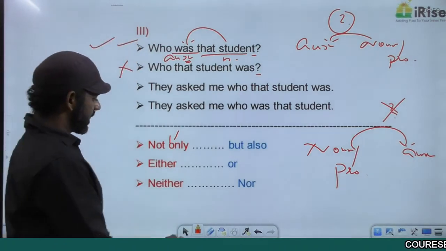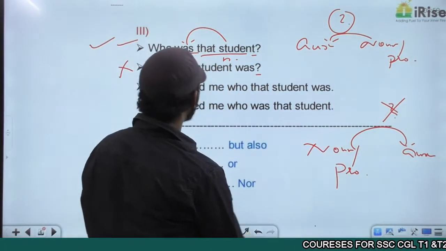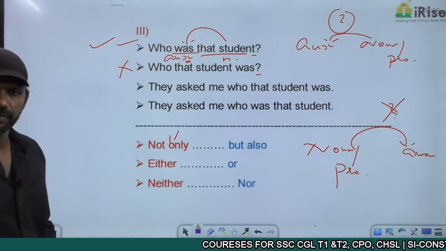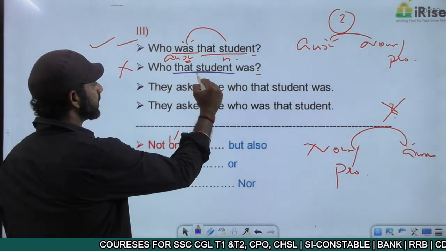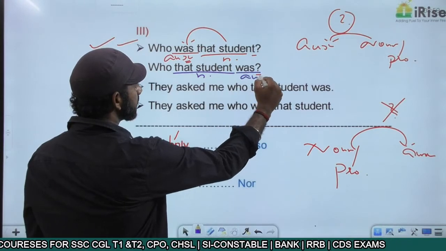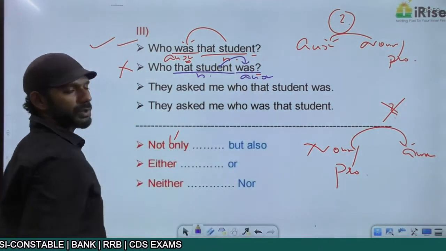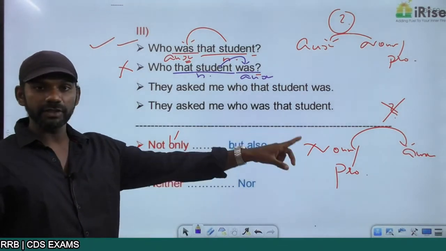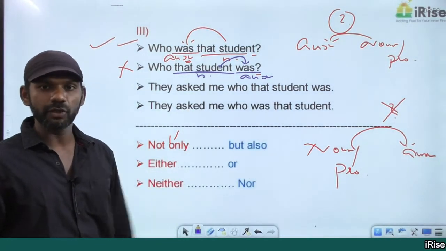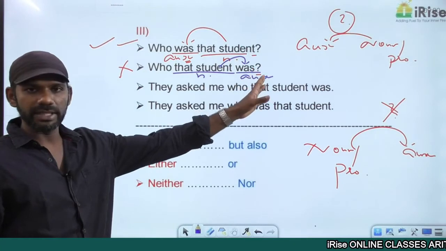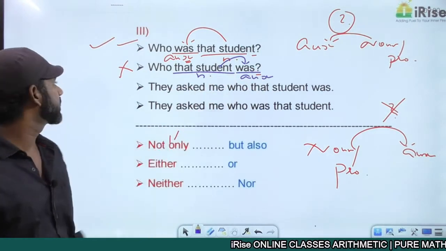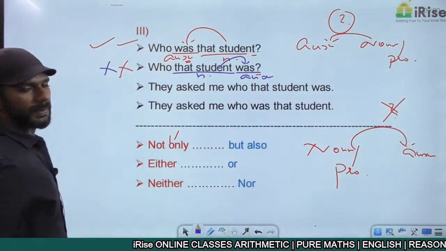Come to the second one. Who that student was? Question mark, interrogative. That student is the noun here. Was is the auxiliary verb. The auxiliary verb is coming after the noun. The auxiliary verb can come after the noun only if it is not an interrogative sentence. This is an interrogative sentence, so it is grammatically wrong.